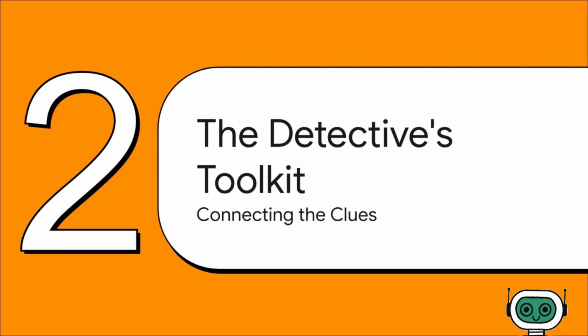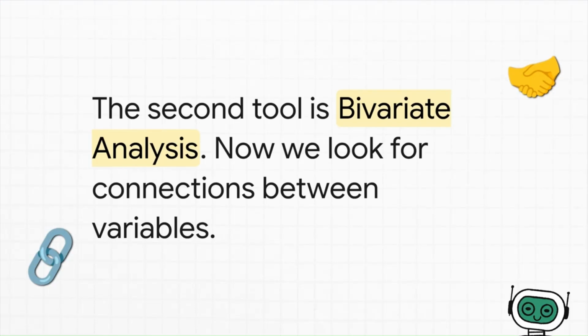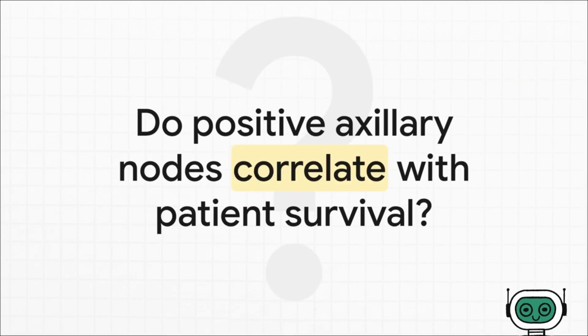All right, so once we've looked at each clue by itself, the natural next step is to see how they relate to each other. And this is called bivariate analysis. Bi, of course, means two, so now we're looking at variables in pairs, hunting for correlations and hidden patterns. This is where we can start asking really interesting questions, like, does our main clue, the number of positive nodes, actually have anything to do with the outcome we care about, in this case, patient survival?